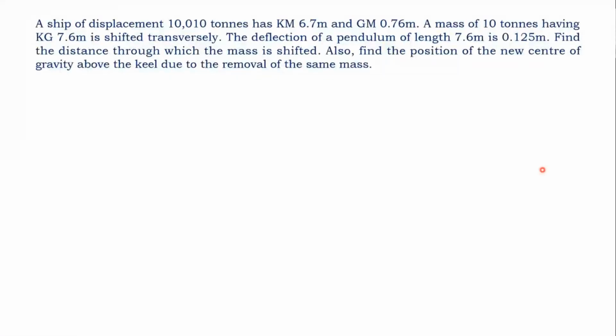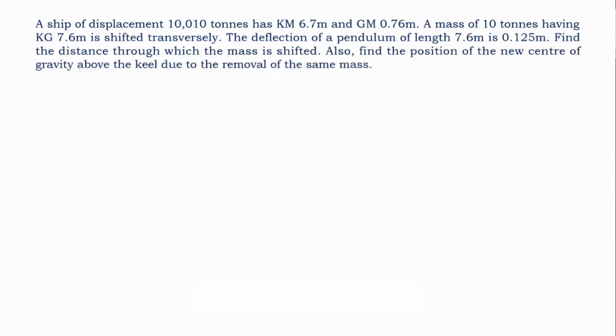A ship of displacement 10,010 ton has KM 6.7 meters, GM 0.76 meters. A mass of 10 ton having KG 7.6 meters is shifted transversely. The deflection of a pendulum of length 7.6 meters is 0.125 meters. Find the distance through which the mass is shifted. Also find the position of the new center of gravity above the keel due to the removal of the same mass.